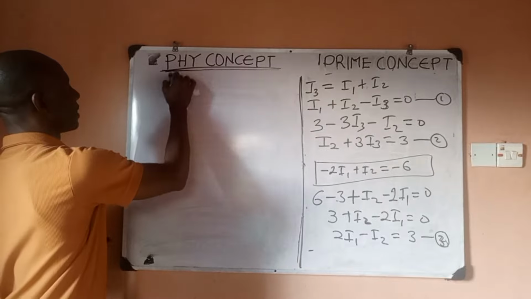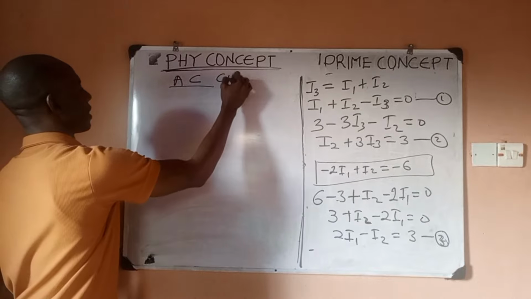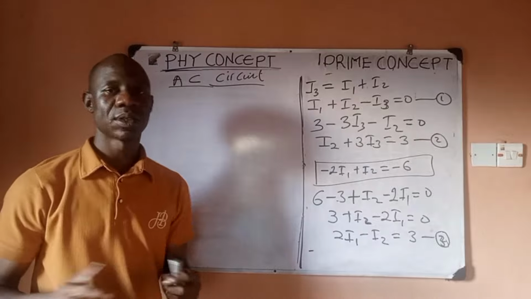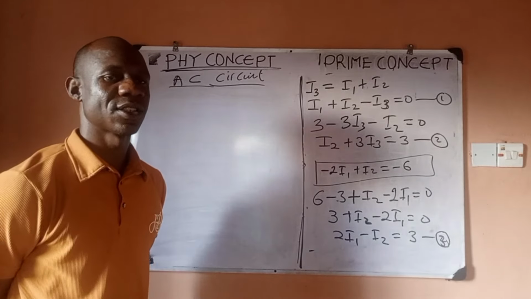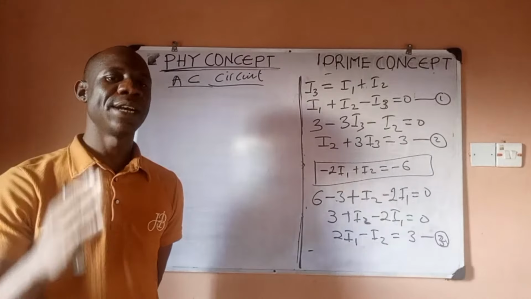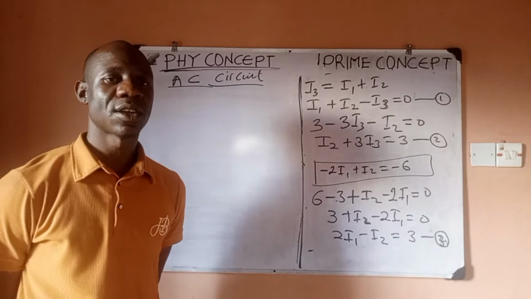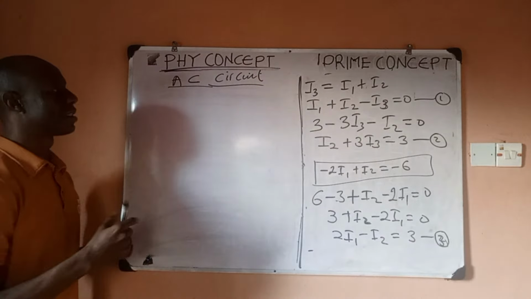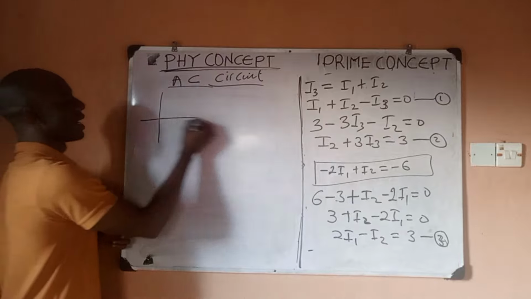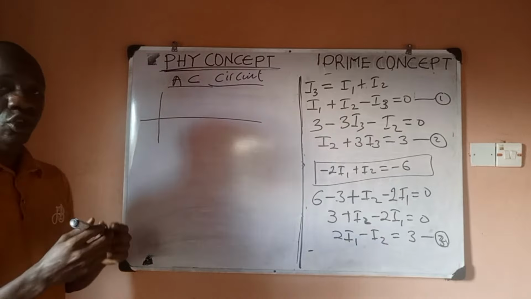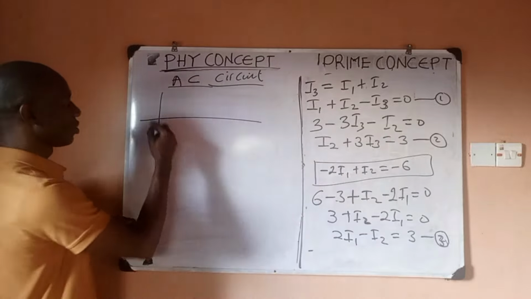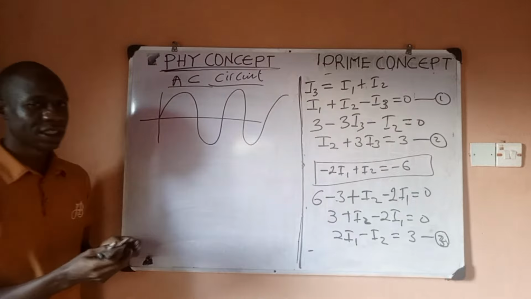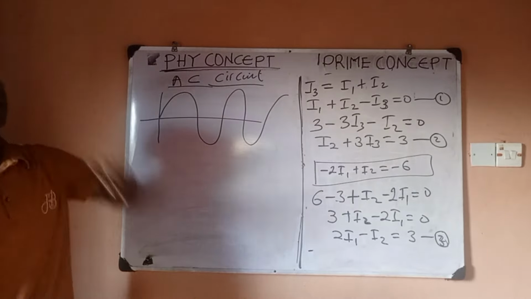To AC circuit. Remember, AC means alternating current. Alternating current is current that reverses direction with time. And since it changes direction, if you want to show it in a graph, you're going to use something like this. See how it changes direction with time. So this is the graph of an alternating current.